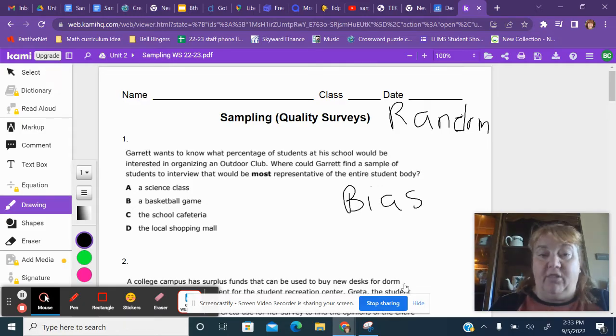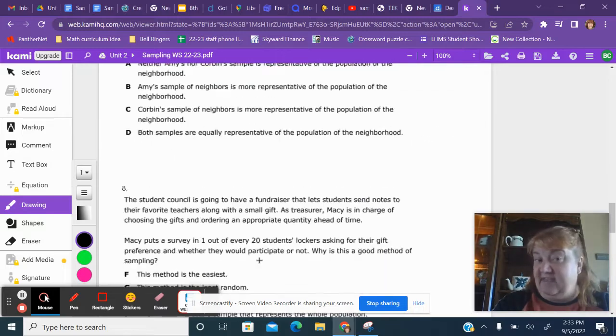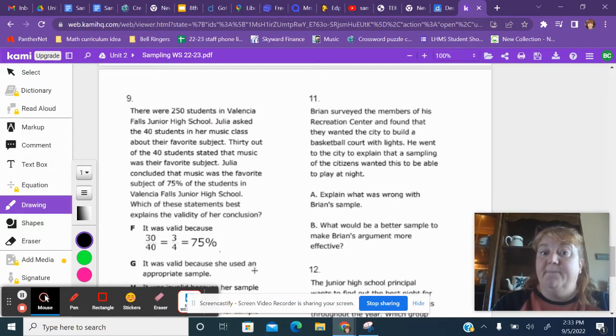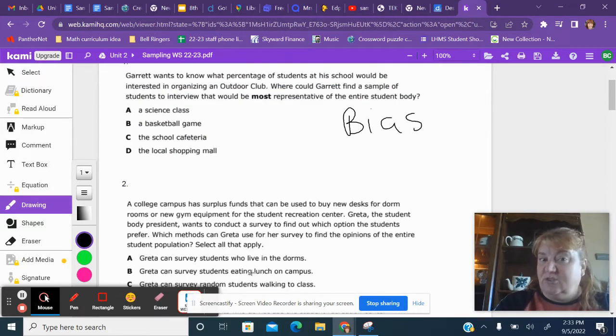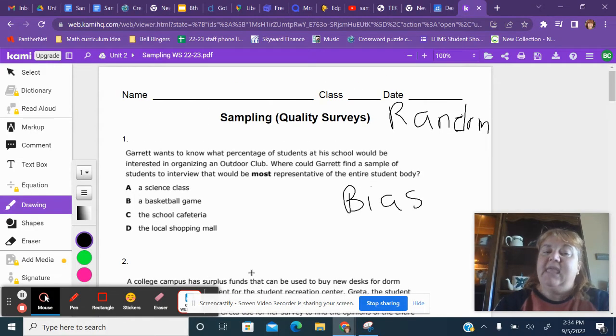We're not going to look at all of these on this page. This is actually going to be an activity that you can choose, but I'm going to go over at least three of them with you. Okay. Garrett wants to know the percentage of students at his school that would be interested in organizing an outdoor club. Where could Garrett find a sample of students to interview that would most represent the entire student body?